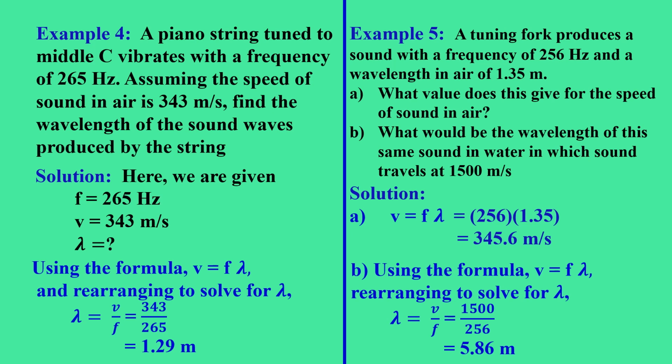For letter B, using the formula V equals F lambda, rearranging to solve for lambda, we have lambda equals V over F. Since V is 1,500 meters per second and the frequency is 256, substituting the values, the answer for lambda is 5.86 meters.